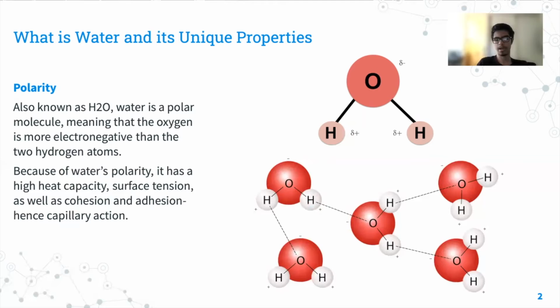Now let's explore the unique properties of water. There are several different properties. We have high heat capacity, surface tension, as well as cohesion and adhesion. Let's examine high heat capacity first. What does that mean? What is high heat capacity? High heat capacity just emphasizes that water takes a lot of energy and heat to raise its temperature.